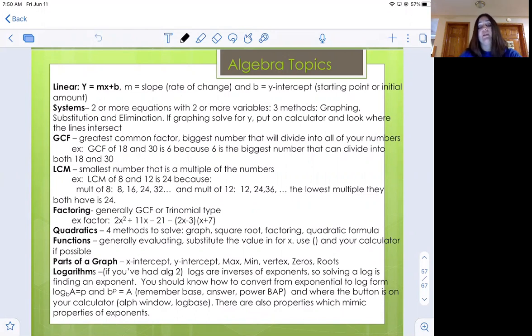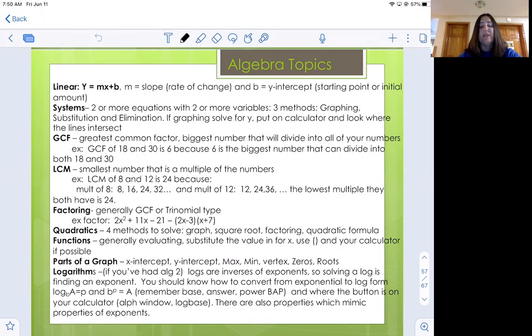GCF is also something else that appears. It might not just be with numbers, it may be with polynomial factors as well. So what is the biggest number that all of your values will divide into? Okay, so it gives you an example here. If you have 18 and 30, 6 is the biggest number that will divide into both 18 and 30.